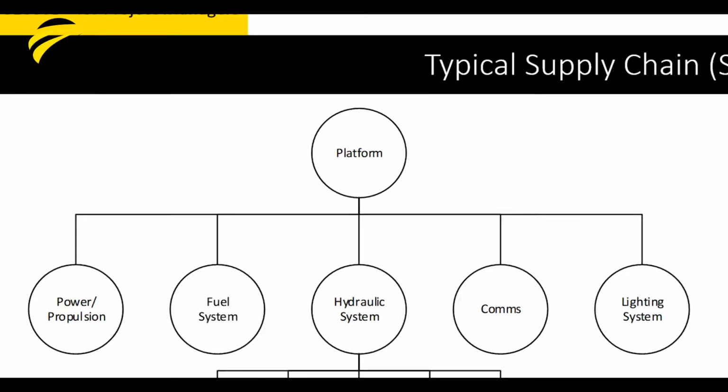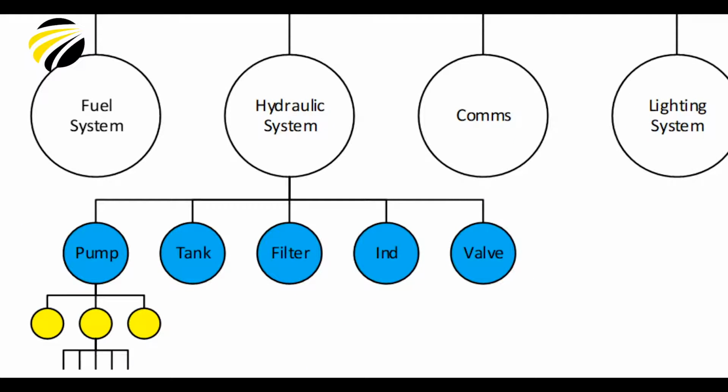We've said this particular platform has a propulsion system. It has a fuel system, a hydraulic system, communication system, and lighting system. It could have weapons and lots of other stuff. So now we look at where a component manufacturer may sit within this. Within our hydraulic system, we're specifically focusing on the pump, the tank, the filter, the indications, and the valve. I know that some of you would prefer, in a hydraulic system, that we call the tank a reservoir. That's up to you. I'm just using this for illustrative purposes.